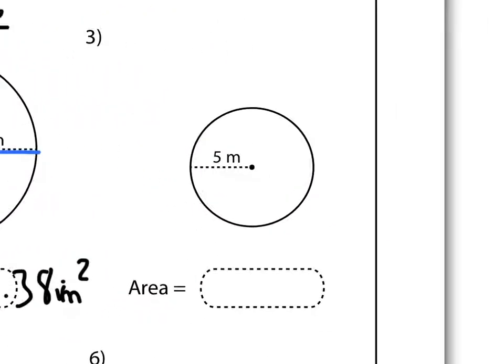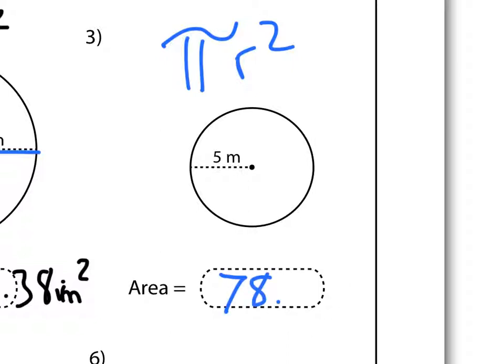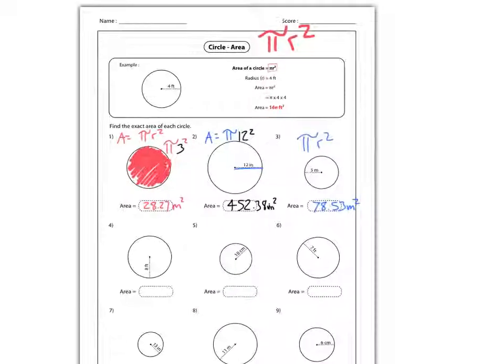Let's do one more real quick. So we know that the area is what? The area is pi r squared. And when we punch this into our calculator and I do pi, and the radius is 5, and we do squared, the answer is going to give us 78.53 meters squared.